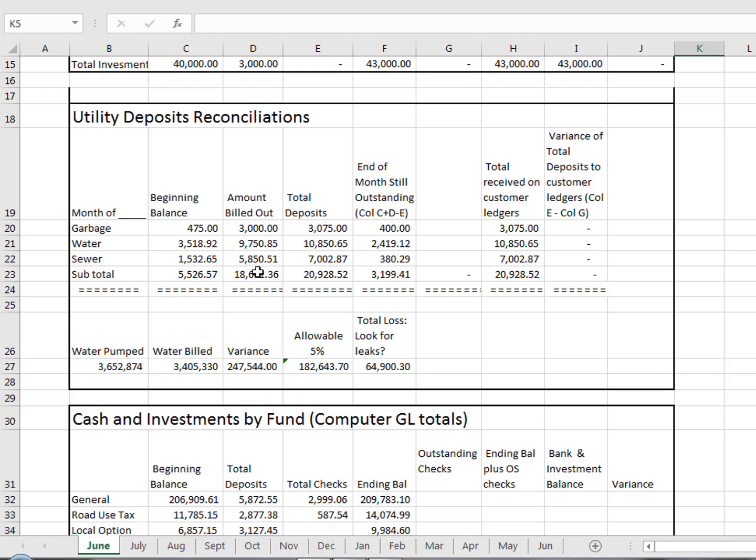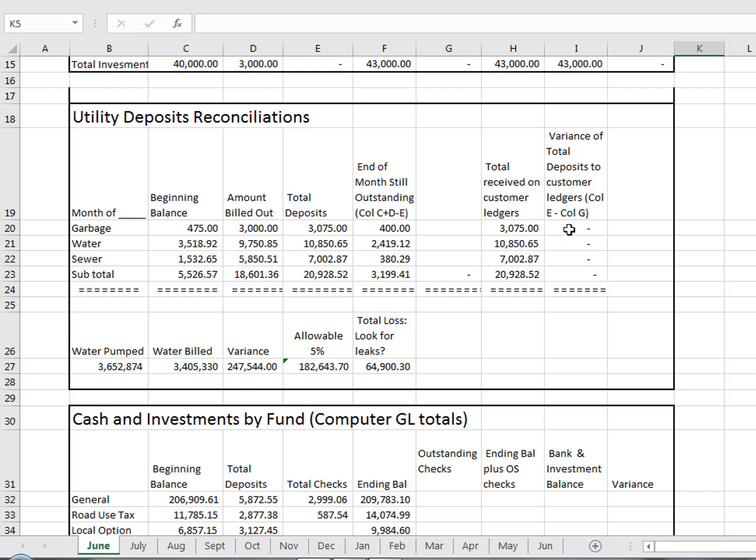And I did the same thing here for each of the different utilities. Then, either on the computer or maybe you have customer cards or customer ledgers, we want to make sure that the amount that was deposited is the same amount that was posted. This is one wonderful way to make sure you're posting to the customer ledgers correctly, or that you've gotten all of the deposits into the correct fund. So again, we're going to look by total for each of the different utilities.